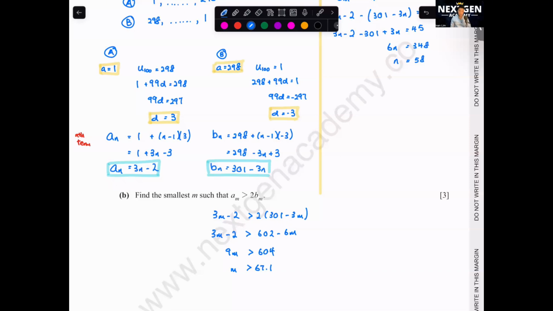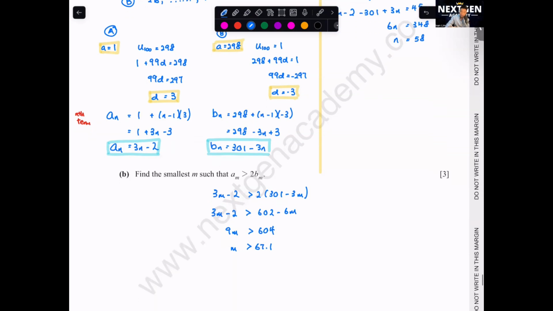Is this the final answer? The smallest m. What does m represent over here? m is equal to n, which is the position number in your sequence. The term number needs to be a positive integer. Therefore, your smallest m is equal to 68. You don't leave it as more than 67.1, because your position number needs to be a positive integer.